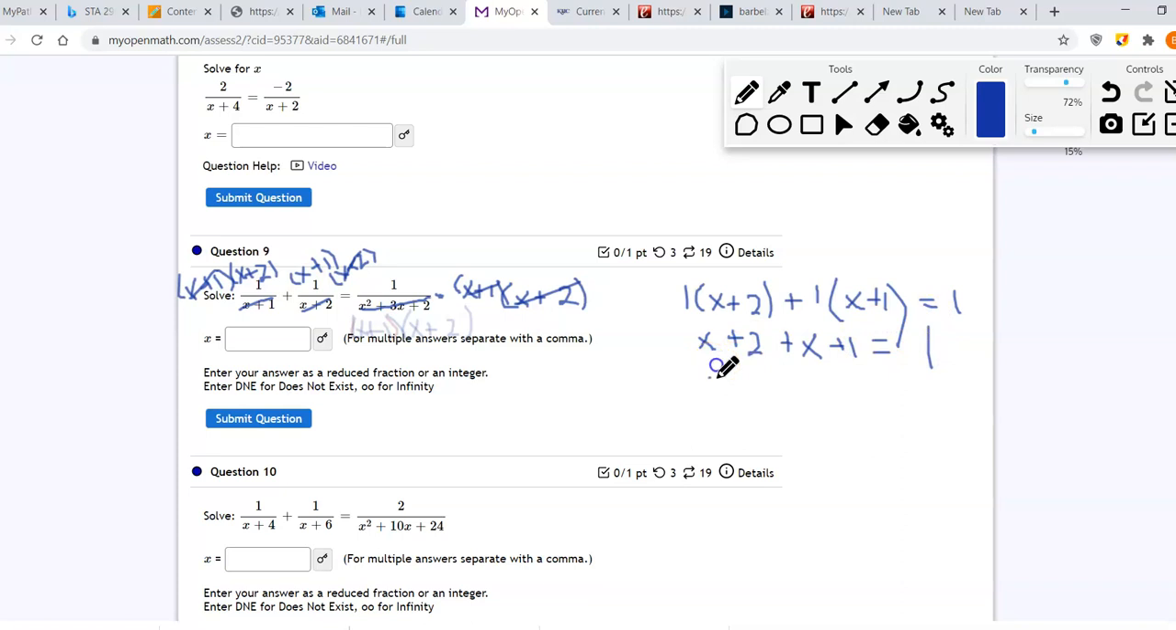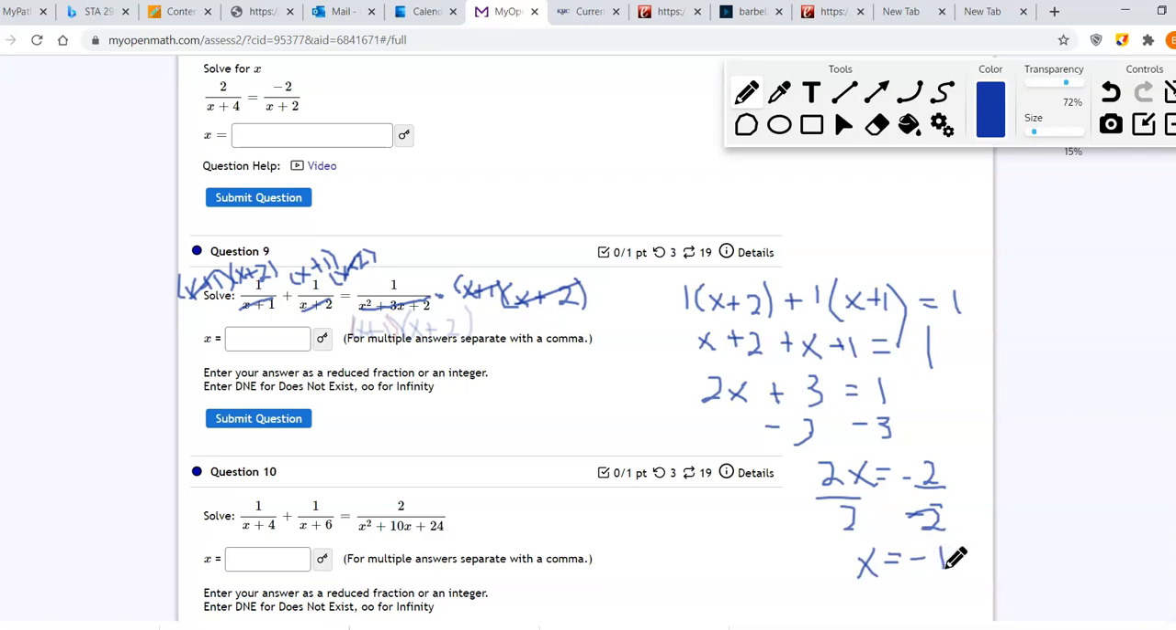And then let's add like terms, so that'll be 2x plus 3 equals 1, and we'll move our 3. And I'll get 2x equals negative 2, and divide by positive 2. And we get x is negative 1.